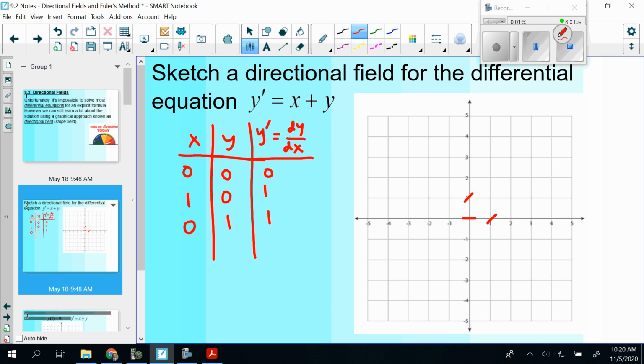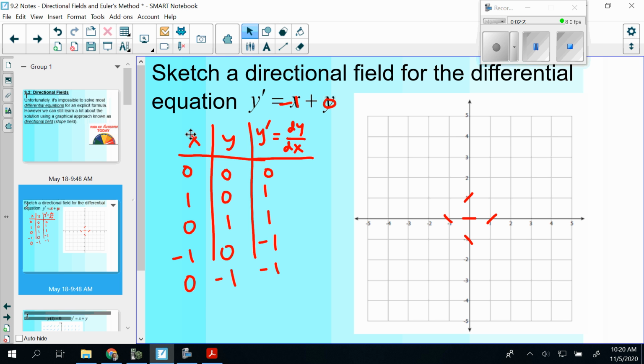Let's do a couple more and then we'll fill in with technology. If we did negative 1, 0, negative 1 plus 0 would be negative 1. And so the slope at the point negative 1, 0 would be negative 1. Similarly, 0, negative 1 would also result in negative 1. So that would be there. All right, so you kind of get an idea of what this looks like. We're going to fill in the rest of this graph with technology.